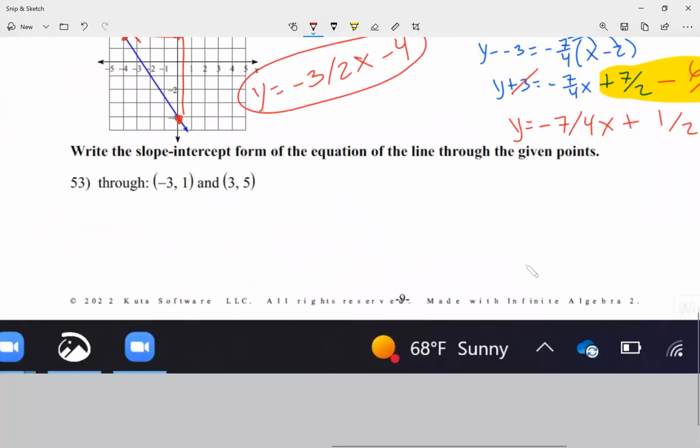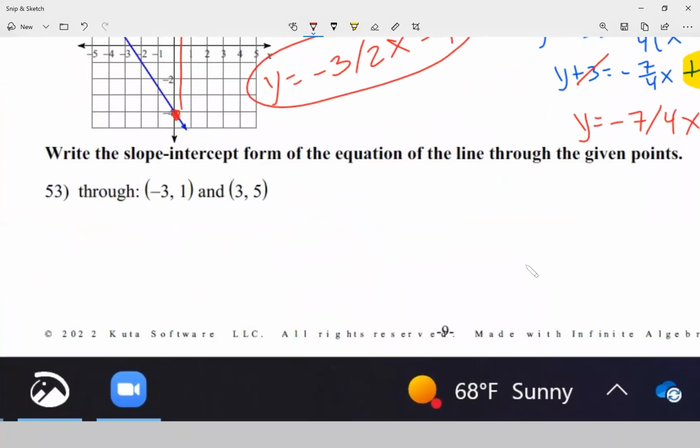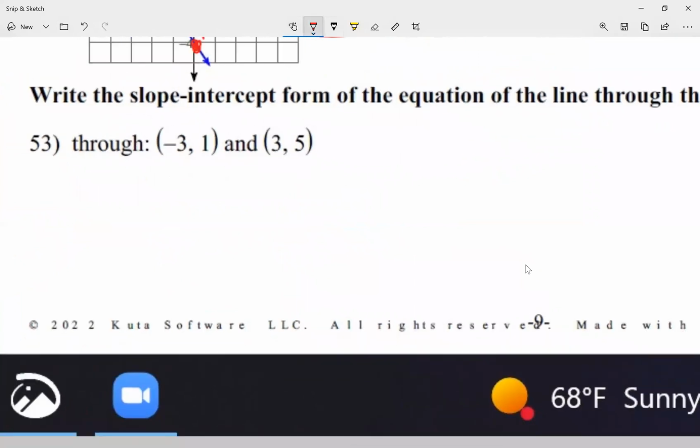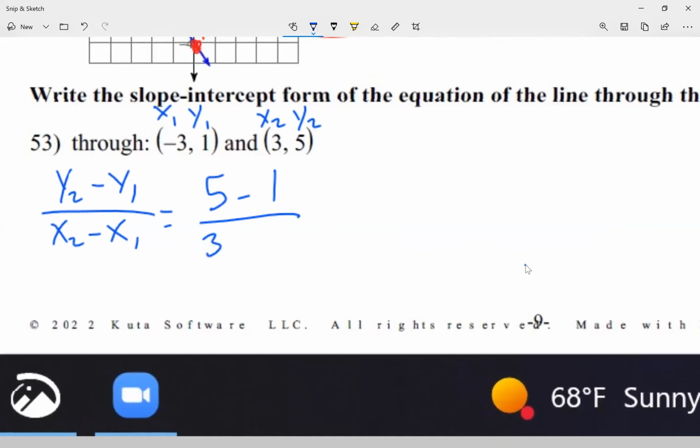Question 53. Write the slope-intercept formula of the equation of the line through the two given points, right? I have 2 points. For the slope, I remember I gave you guys a formula: y2 minus y1 over x2 minus x1. So here I label this x of the first point, y of the first point, x of the second point, y of the second point. So for my slope, I'm going to go 5 minus 1 over 3 minus a negative 3.